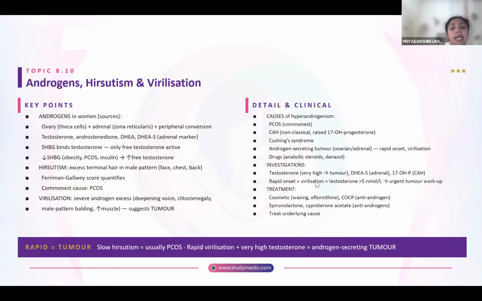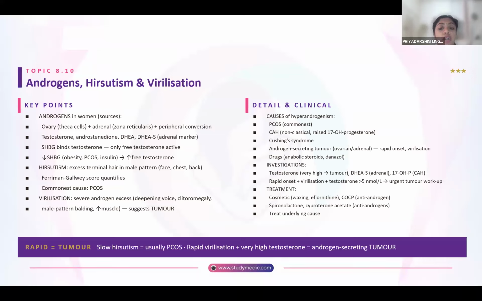Next will be the rapid onset. So whenever you have a rapid onset along with virilization, and when we look at the testosterone going more than 5 nanomole per liter, then you have to do a rapid tumor workup, because rapid onset of virilization can be seen in tumors. So that is one thing you have to keep in mind.